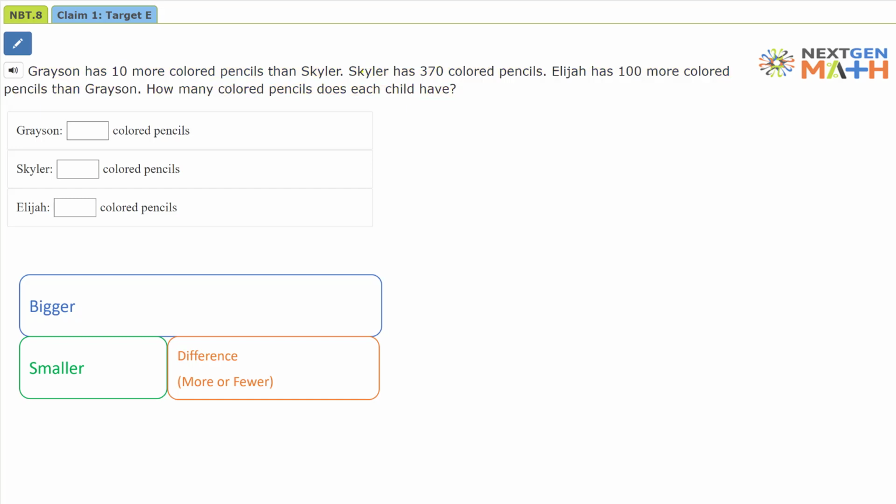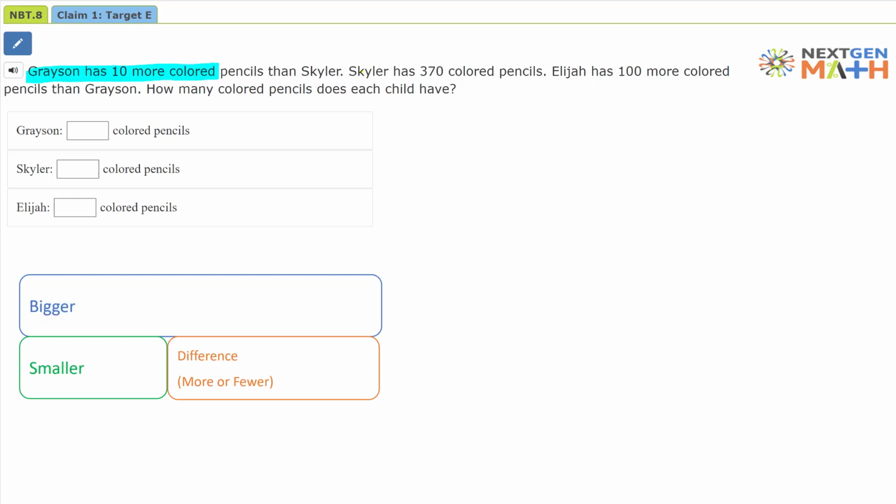Because we have this key phrase of 10 more colored pencils, this is like a comparison problem. We're going to be comparing something bigger to something smaller with Grayson and Skylar. And then again, we're going to compare it probably with Skylar and Elijah. But let's first just focus on Grayson and Skylar. Okay, focusing on Grayson and Skylar, here we go.